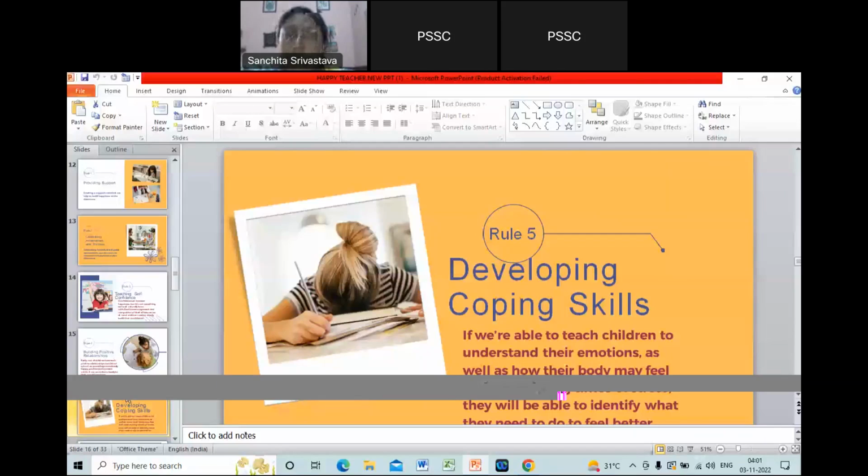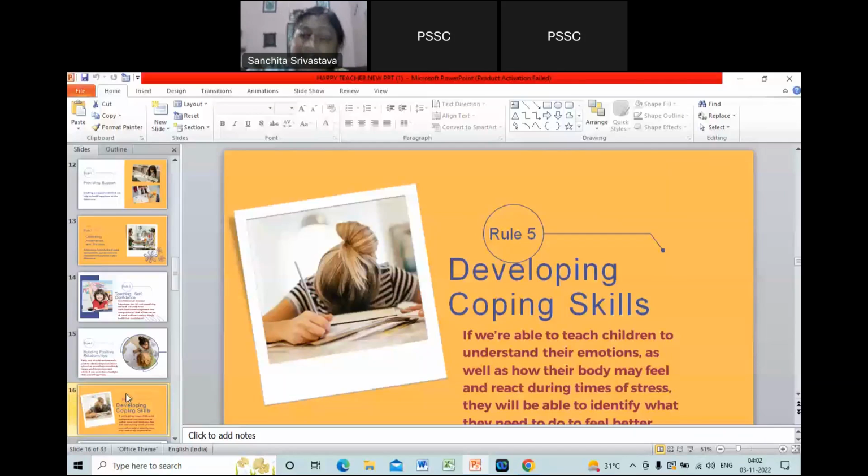So we have to encourage the children in how they are going to adjust to their teaching, and how they are going to adjust with the stress they are going through. Okay.